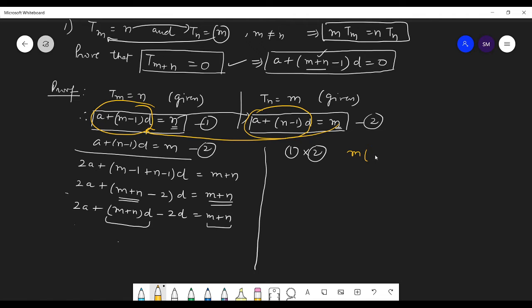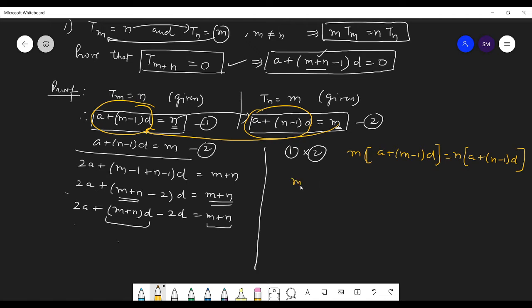So m into (a plus (m minus 1) into d) is equal to n into (a plus (n minus 1) into d). So that's one of the ways. I was trying another way out, but okay. So students, do it this way, you will get the answer definitely. So solve them.